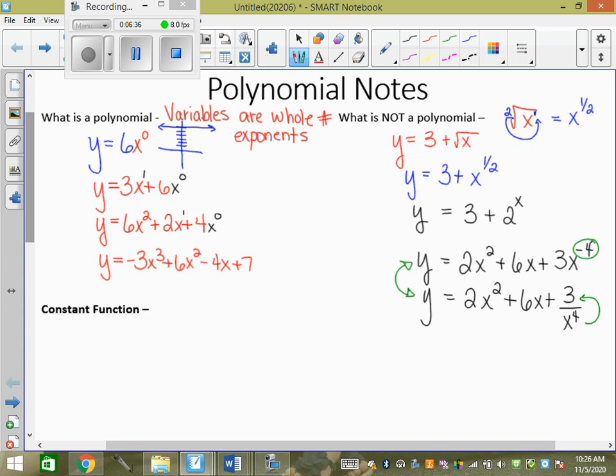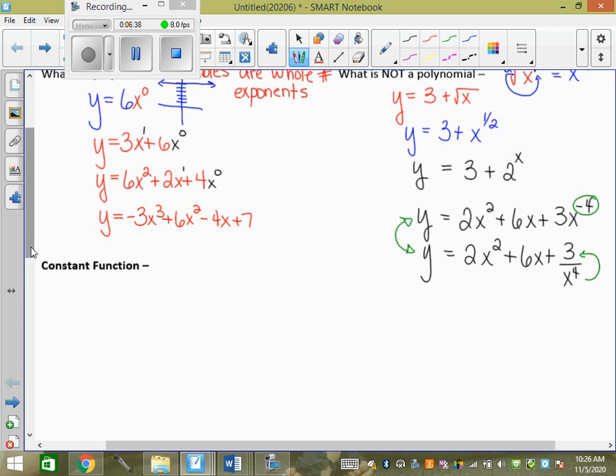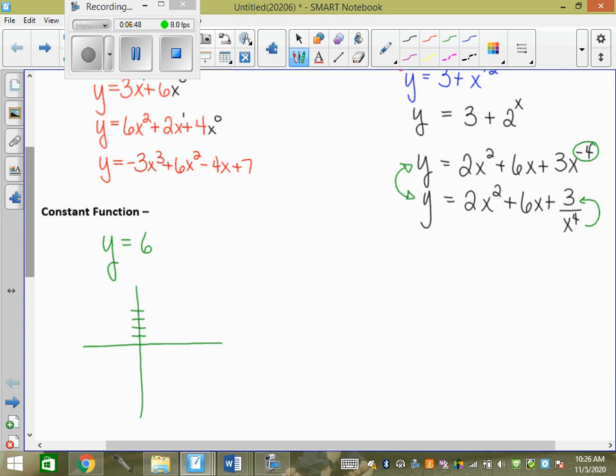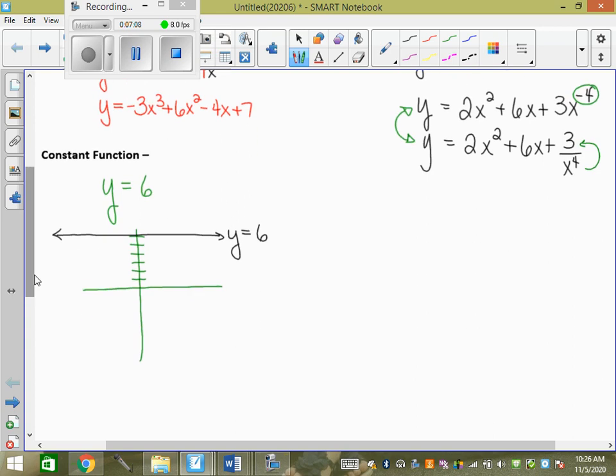Okay? Constant function. When you have like y equals 6. I had that up there. It's when it's y equals a number. So those are always horizontal lines. So this would be the equation y equals 6. Okay? We don't talk about constants a lot, and it doesn't really come up on diplomas, but I'm going to explain it just in case it does, because it is a polynomial.